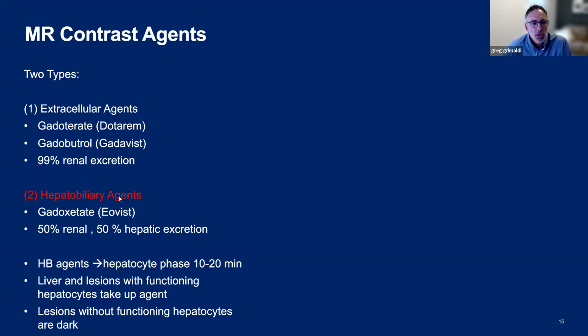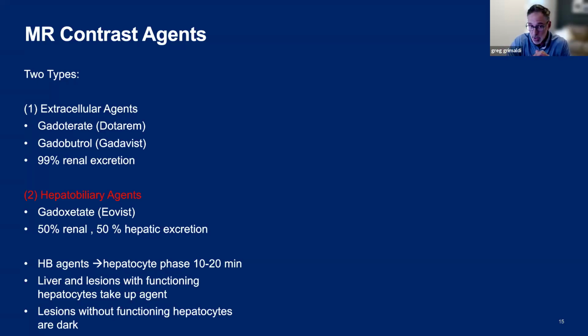But with MR, we also have the ability to use a hepatobiliary contrast agent. The one we use the most in the US is Eovist, and this agent has 50% renal and 50% hepatic excretion. So what does that do for us? Well, if we carry out the study 10 or 20 minutes longer, we can get a hepatocyte phase. And at a hepatocyte phase, now the liver is going to take up the agent, it's going to process the agent, it's going to excrete the agent.